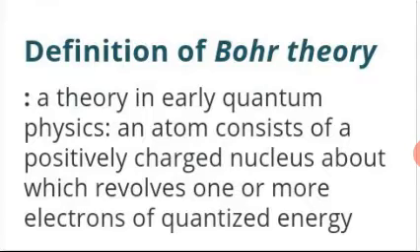Rutherford made an atomic model. In that model, the nucleus is in the center and electrons revolve around the nucleus. How they are arranged and how they are managed was not explained by Rutherford. So this was the early definition.